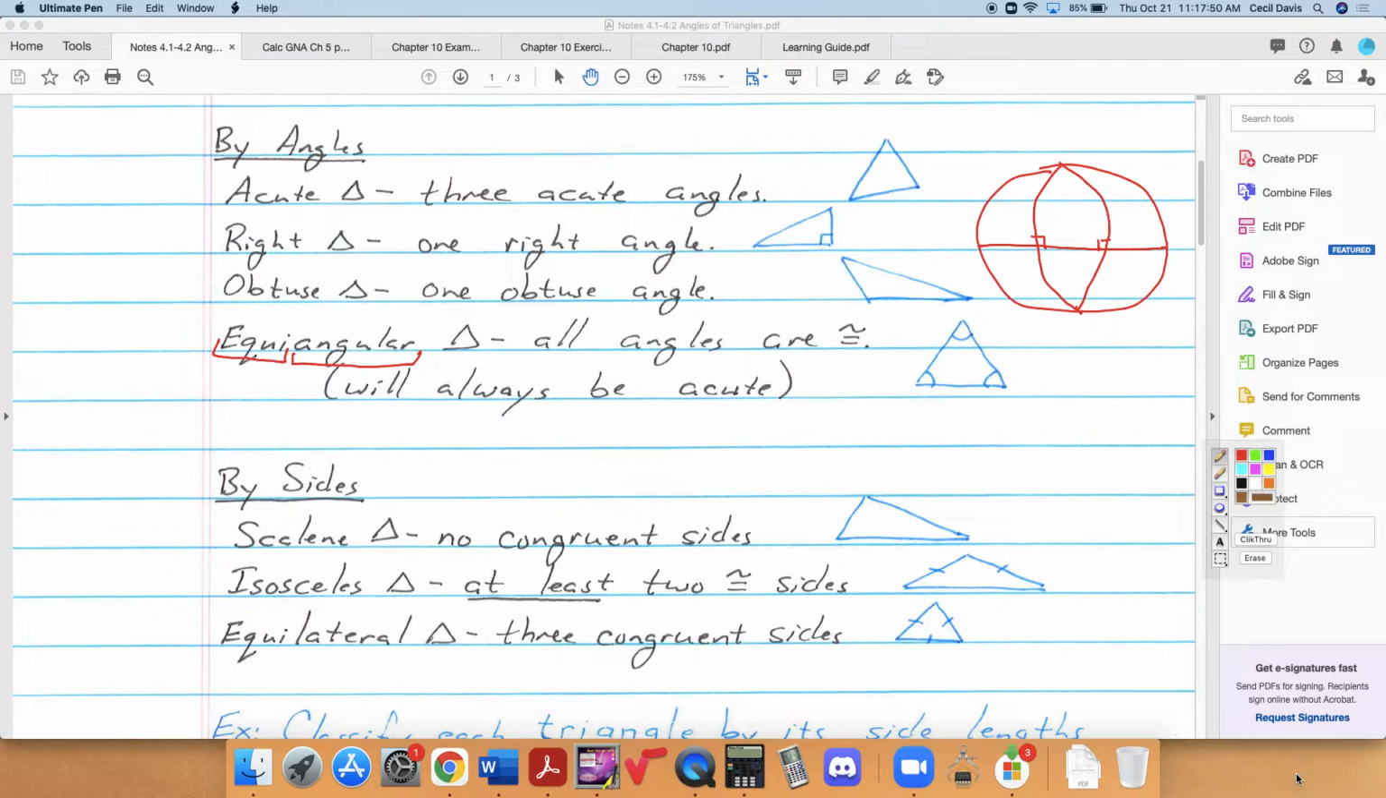Wait, how did squares make a pyramid? We'll talk about that another time.